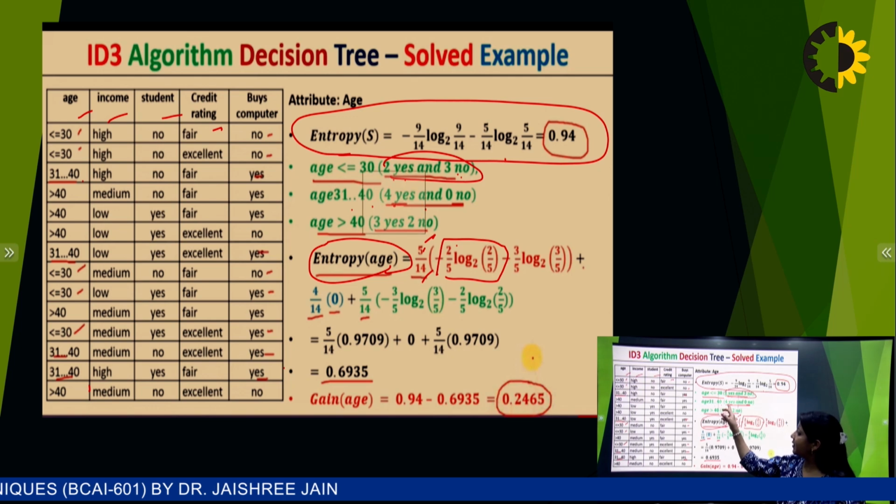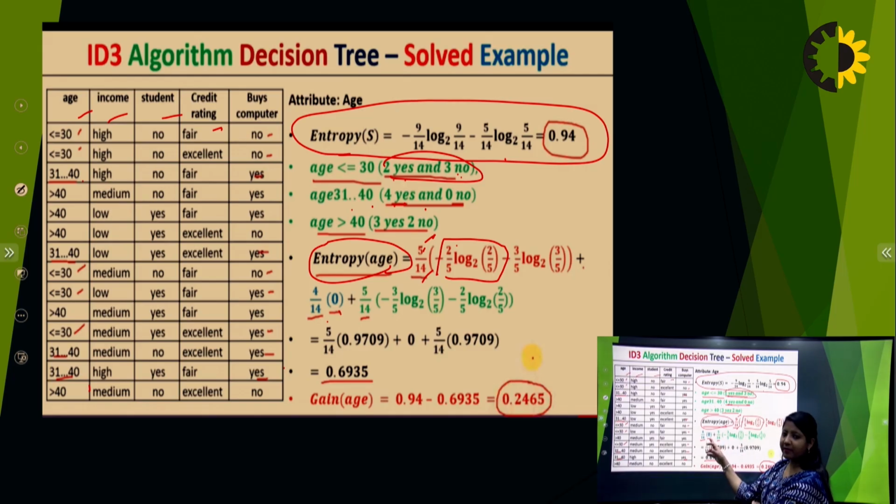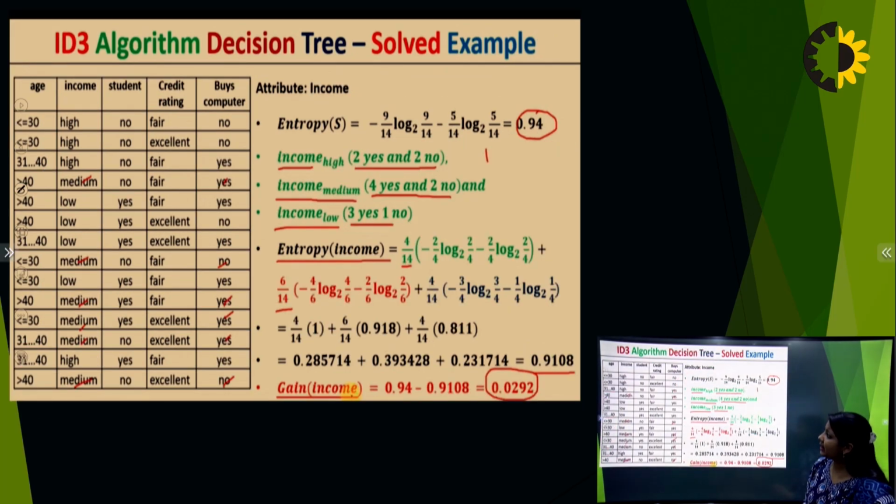So this is 4 by 14, 4 out of 14, and all the values belong to only the yes class, so the entropy will become 0. Next is the same 5 by 14, times minus 3 by 5 log 2 of 3 by 5 and minus 2 by 5 log 2 of 2 by 5. So calculating this value we get 0.6935. Subtract this from the entire entropy: 0.94 minus 0.6935, we will get 0.2465. Similarly, we will get the entropy or information gain of the income attribute.